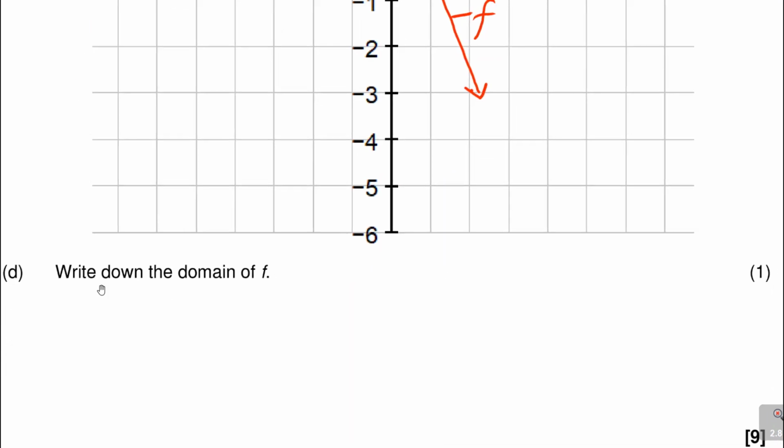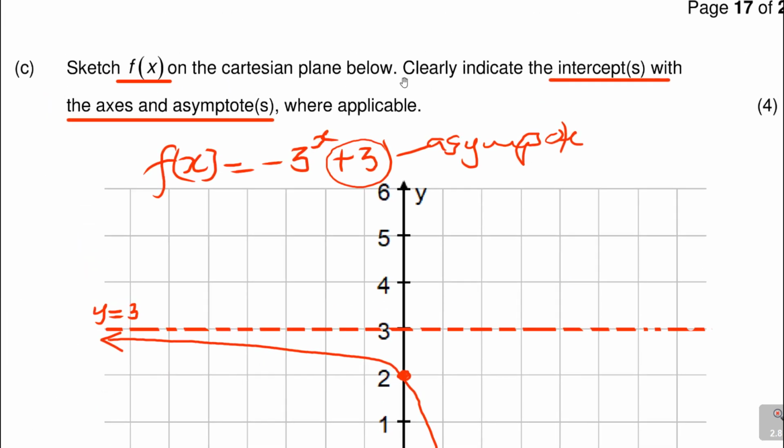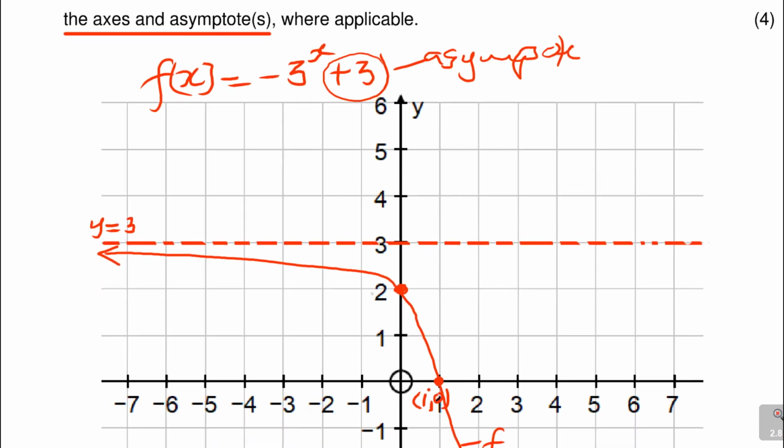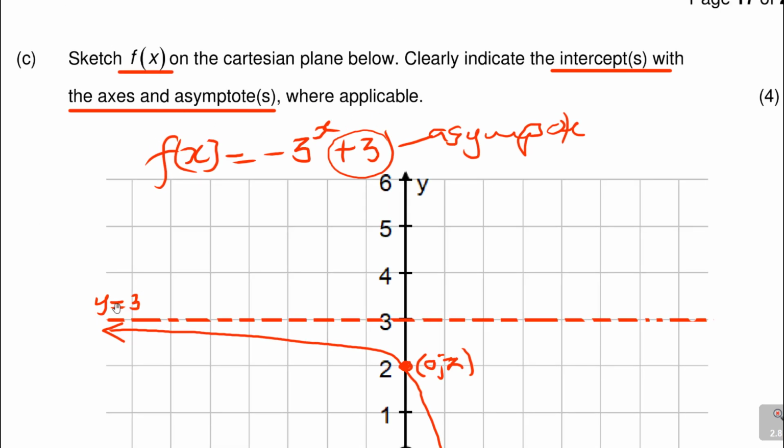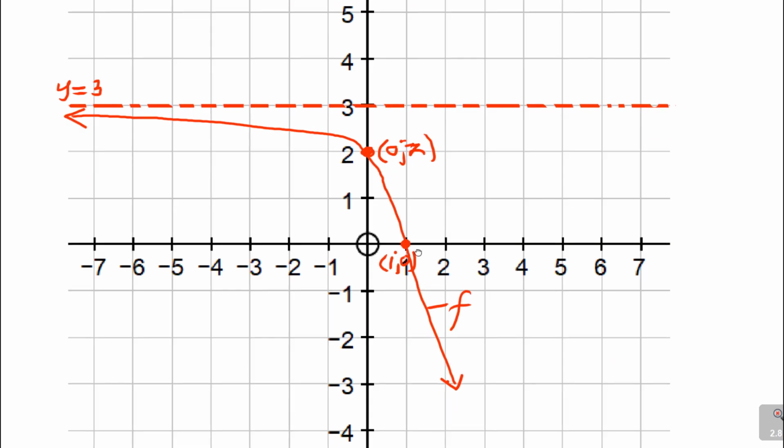There it is, D. Write down the domain. Oh, I didn't answer the question. Sorry. Let's come back to say, clearly indicate the intercepts with the axis. You indicate it here. You can even say here it's (0, 2), and here it's (1, 0). That is the first part. And the asymptote, where applicable. Having a broken line is important because you are showing that that is an asymptote. Even label it, writing the equation of that. Are you with me, guys? So let's not forget that. Just have those key things there. You're not going to have a problem.